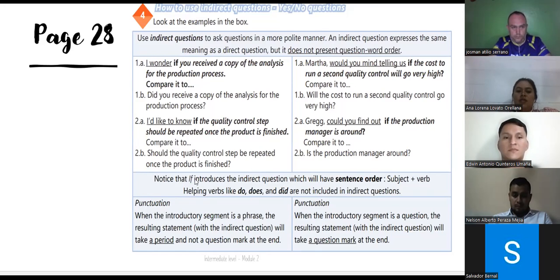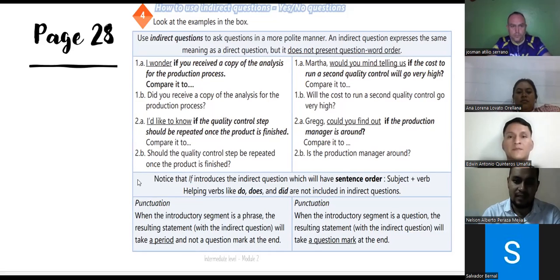Nelson, please read this box, the light blue one, the first one. Okay. Notice that if introduced the indirect question, which will have sentence order, subject plus verb, helping verbs like do, does, and did are not included in direct questions.